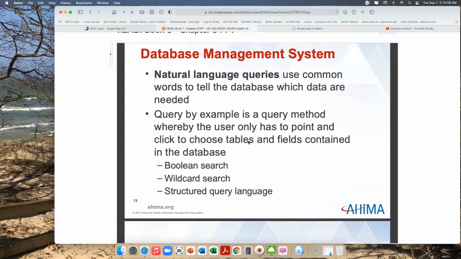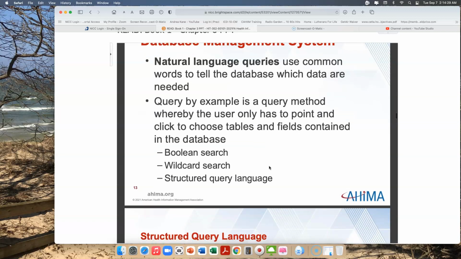Natural language queries use common words to tell the database which data are needed. Query by example is a query method where the user only has to point and click to choose tables and fields contained in the database. And within those, there's a Boolean search, wildcard search, and structured query language, or SQL. And your book does a great job of going through all of these, so I'm going to refer you back to that.